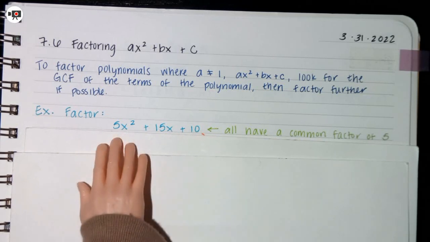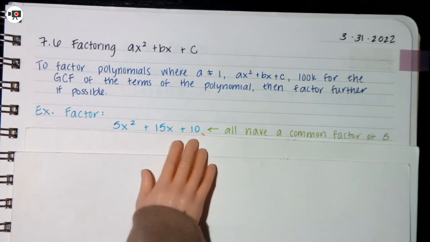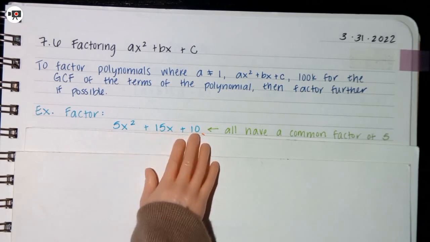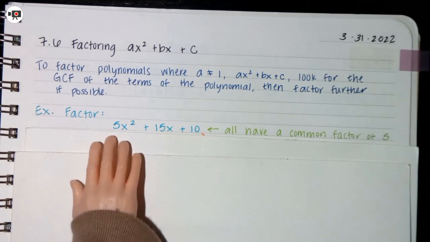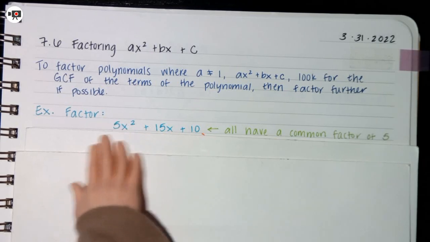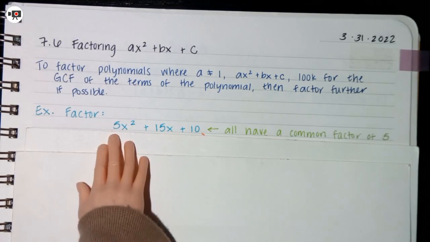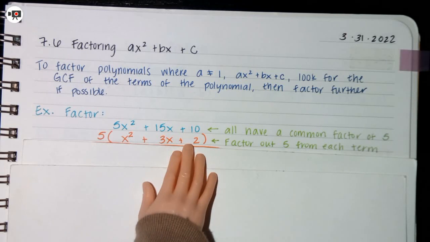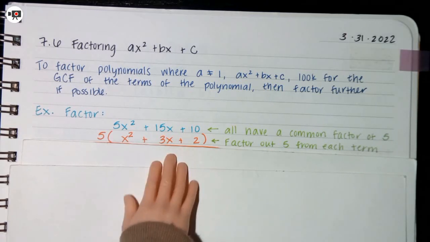So we are going to factor 5x squared plus 15x plus 10. 5, 15, and 10 all have a common factor of 5. The first thing you check is whether the leading coefficient is the greatest common factor. If it is, great, that makes it pretty easy. And now we can factor this polynomial just like we did in 7.5.